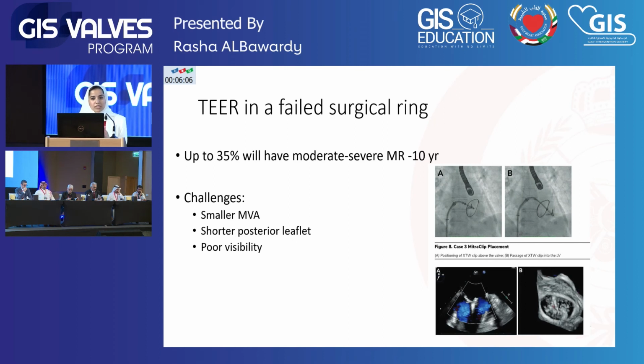So one is, is there a role for TEER in a failed surgical ring? We know from the surgical literature that even if you have great outcomes from the surgical ring, about a third of them will fail in about 10 years. So is there a role for a MitraClip? There is, but it's a bit of a challenge because you have to keep in mind, first of all, their mitral valve areas are now smaller. They end up having a shorter posterior leaflet, and sometimes the ring itself makes visibility a bit of an issue. So unless those challenges have been sorted out, and if the jet is mostly central, then there have been reported cases of doing it safely.